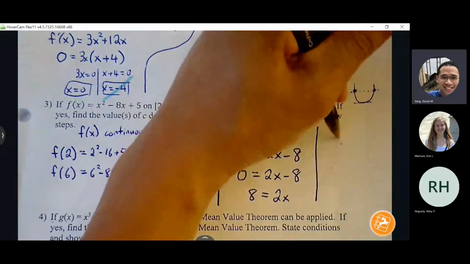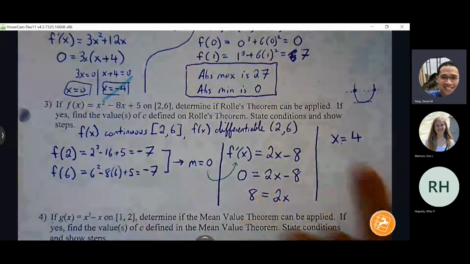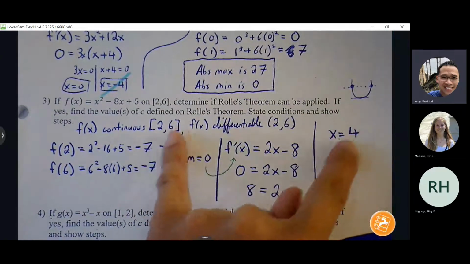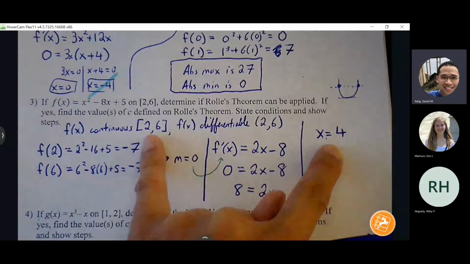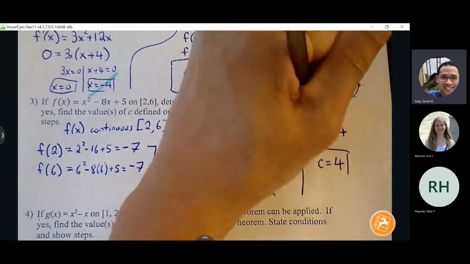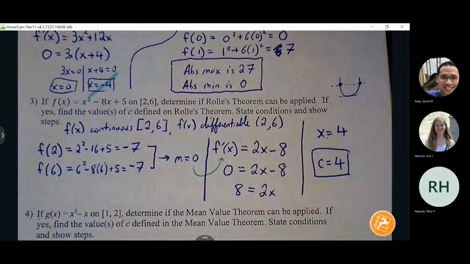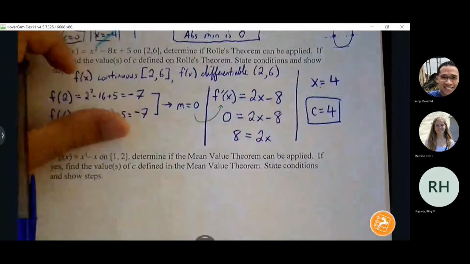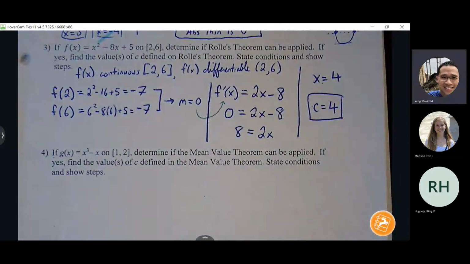Divide both sides by 8, x equals 4. And just to confirm, our location should always live between the endpoints. If it doesn't, something went wrong, because it's a guarantee. We should be able to find at least one location that lives between our interval. They're asking for the C value here, so it's just their way of saying the x value for this theorem.